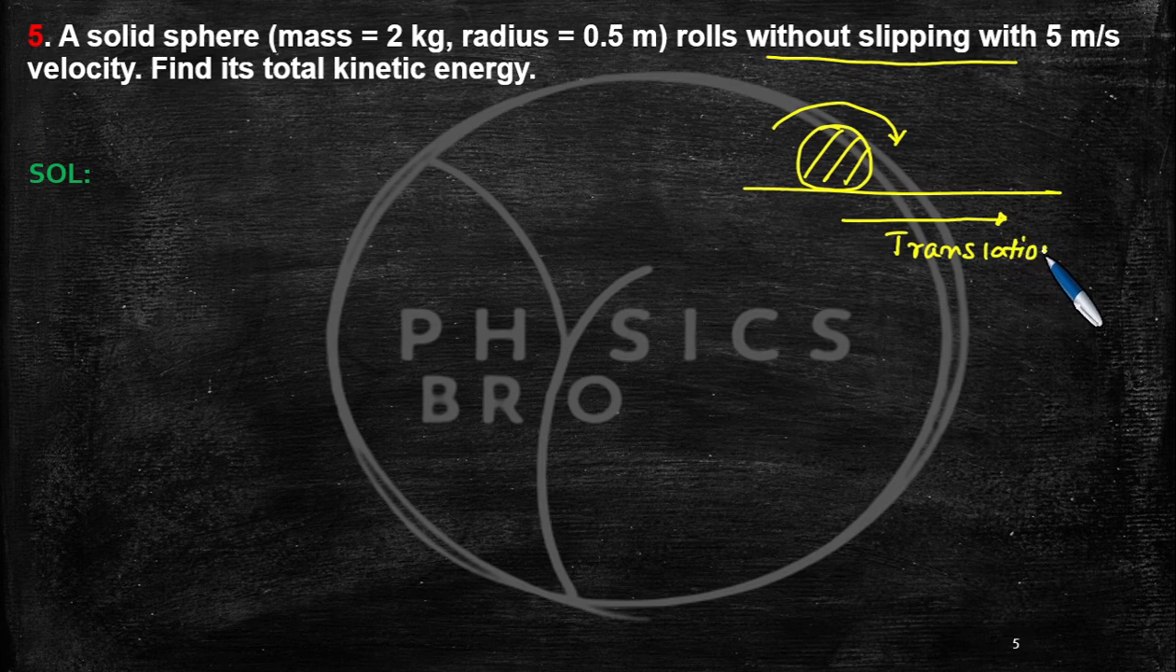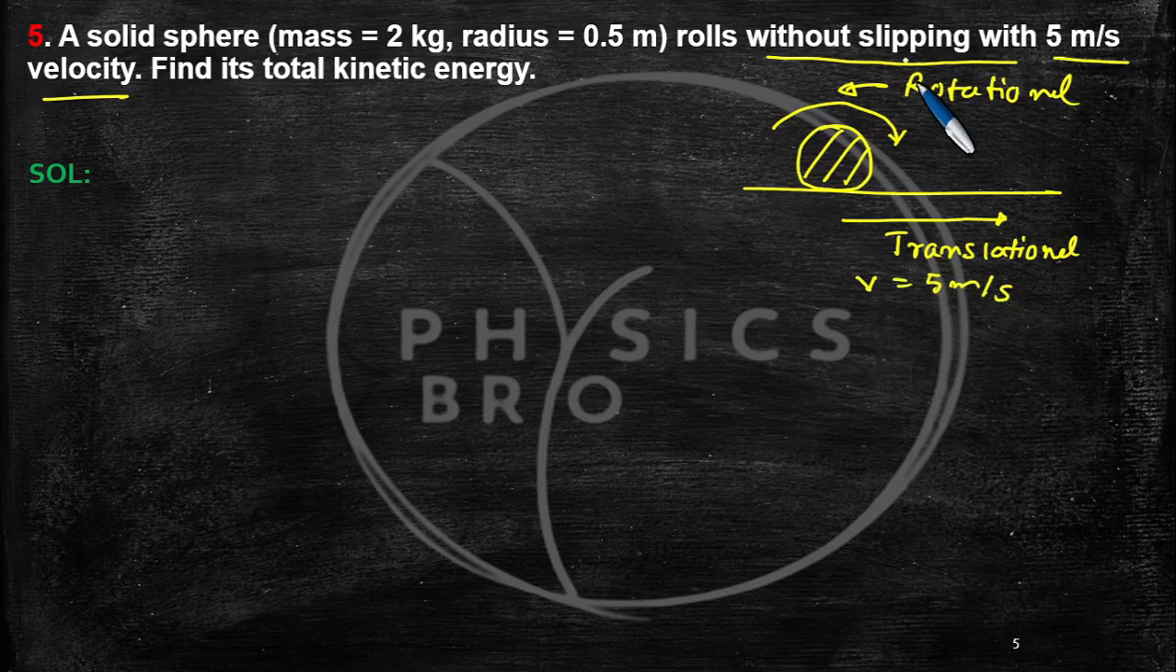And another is the rotational motion. So there are two types of motion, rotational and translational. And it rolls without slipping with 5 meter per second velocity. So this velocity is connected to the translational motion. So this is 5 meter per second.